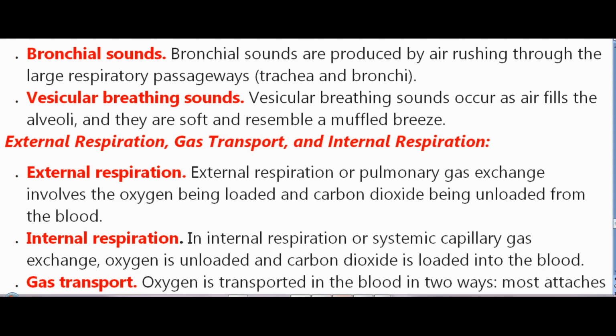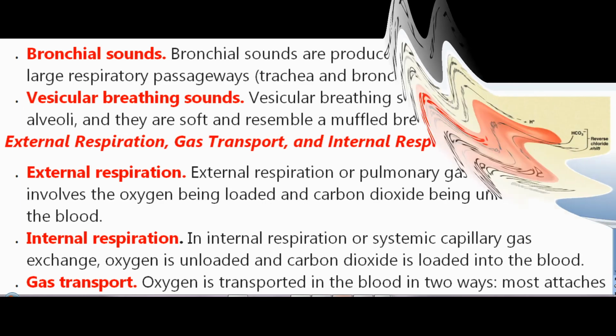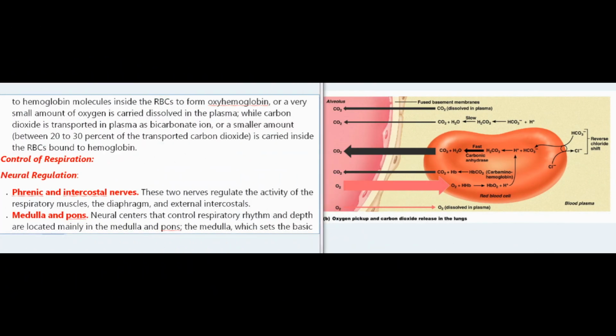Gas transport. Oxygen is transported in the blood in 2 ways. Most attaches to hemoglobin molecules inside the RBCs to form oxyhemoglobin, while a very small amount of oxygen is carried dissolved in the plasma. Carbon dioxide is transported in plasma as bicarbonate ion, while a smaller amount, between 20 to 30% of the transported carbon dioxide, is carried inside the RBCs bound to hemoglobin.